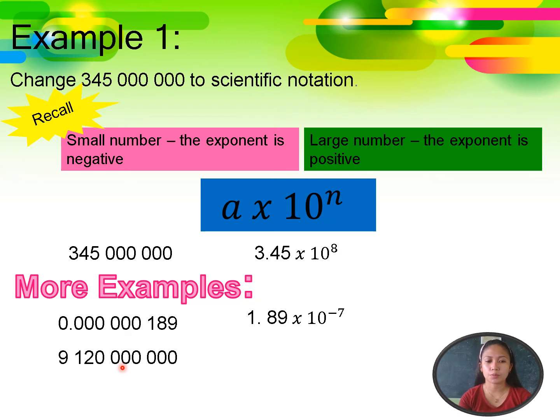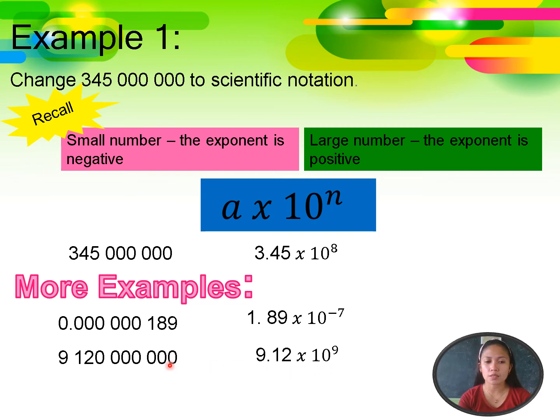Another example, 9,120,000,000. Is this a small number or a large number? Yes, it's a large number. So expect that your exponent should be positive. The scientific notation is equal to 9.12 times 10 to the power of 9.